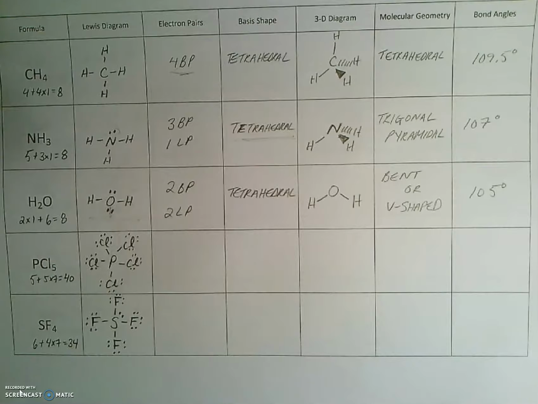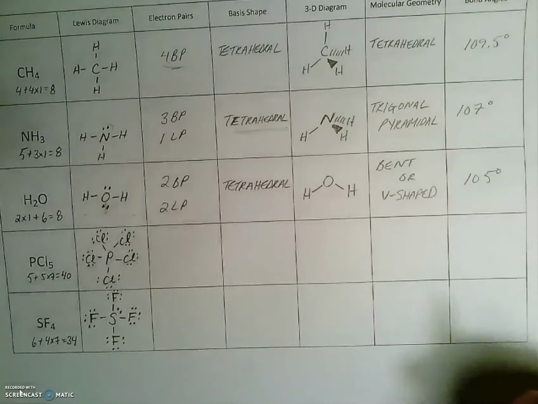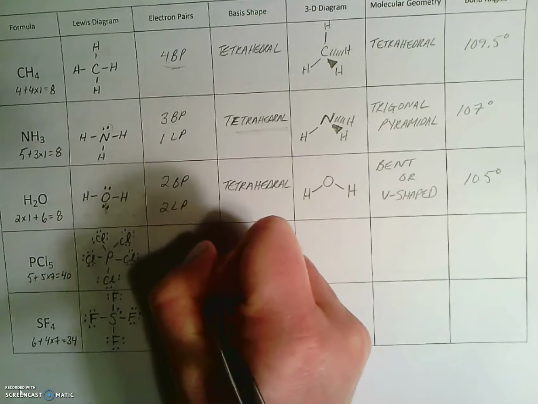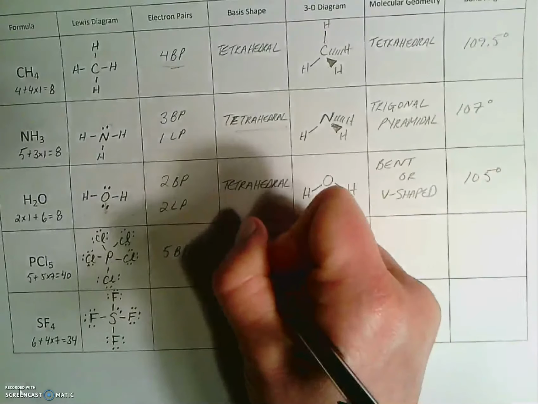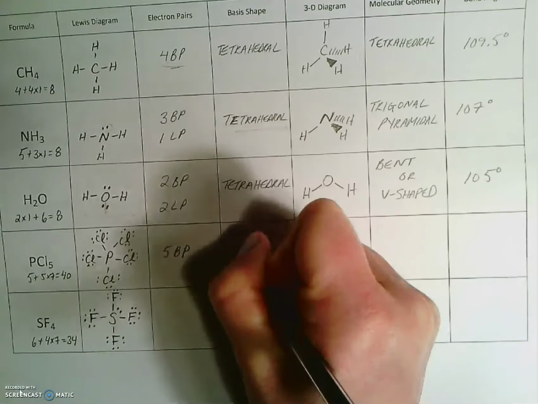All right. So now we're going to move on to an example with an expanded octet, phosphorus pentachloride. So in this case, I have 5 bonding pairs. When you have 5 electron domains around the central atom, the basis shape is called trigonal bipyramidal.